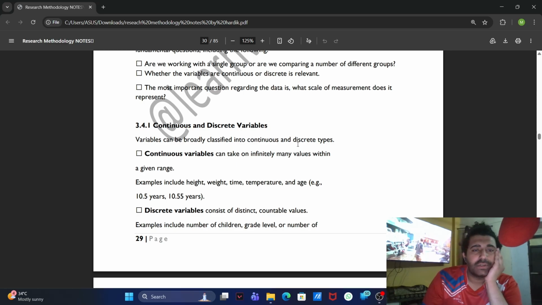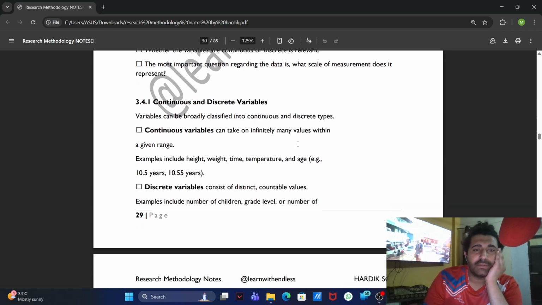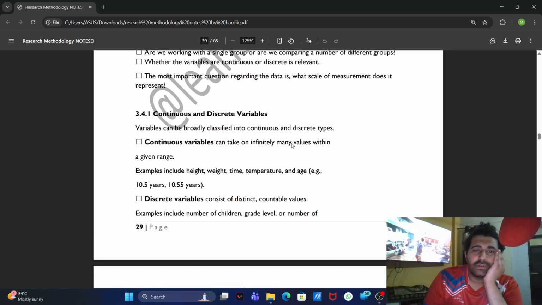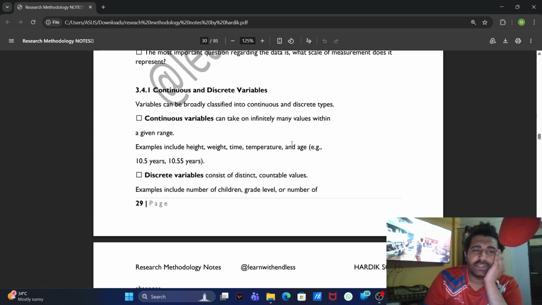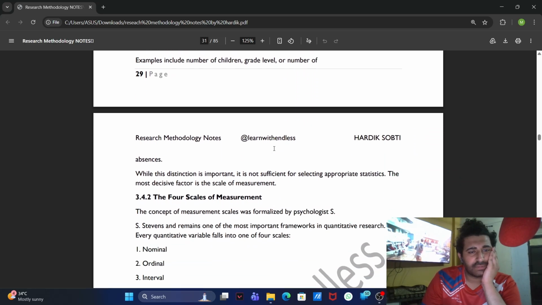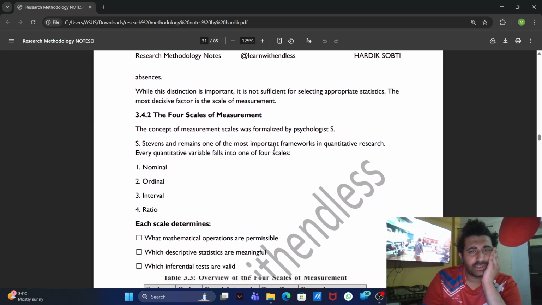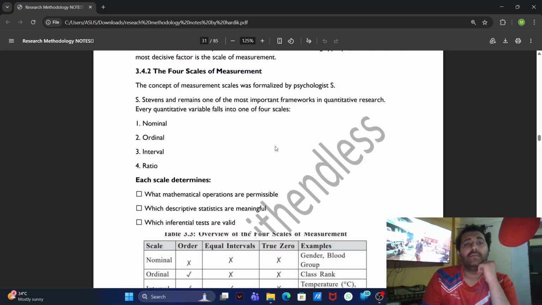Next topic, continuous and discrete variables. The variables can be broadly classified into continuous and discrete types. Continuous variables can take on infinite values within a given range. Example, height, weight, time, temperature, etc. Discrete variables consist of distinct countable values. Example, number of children, grade level, number of absences. While this distinction is important, it is not sufficient for selecting appropriate statistics. The more decisive factor is the scale of measurement.